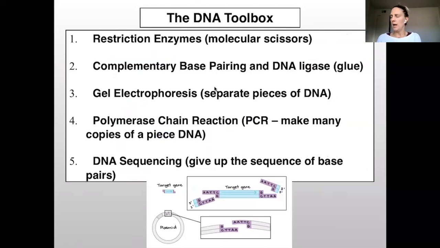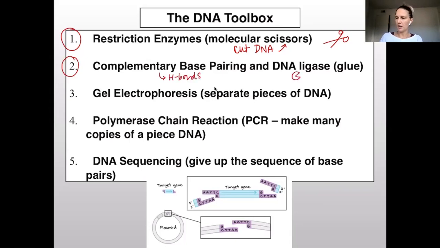All right. So there are kind of 5 main tools that we are going to use here. All right, so the first is about restriction enzymes. These act like little tiny scissors that will cut DNA. All right, so that allows us to take DNA out of one genome and put it into something else. All right, we're going to see complementary base pairing. Again, that occurs by hydrogen bonds. And DNA ligase, we've already talked about, that is the enzyme that acts as the molecular glue to put phosphodiester bonds back together on the backbone.